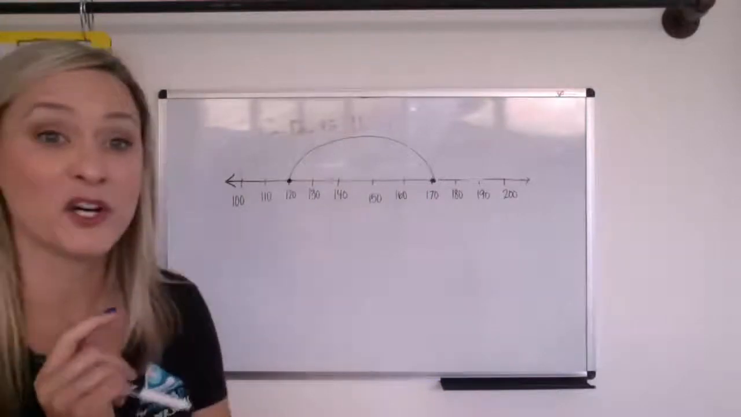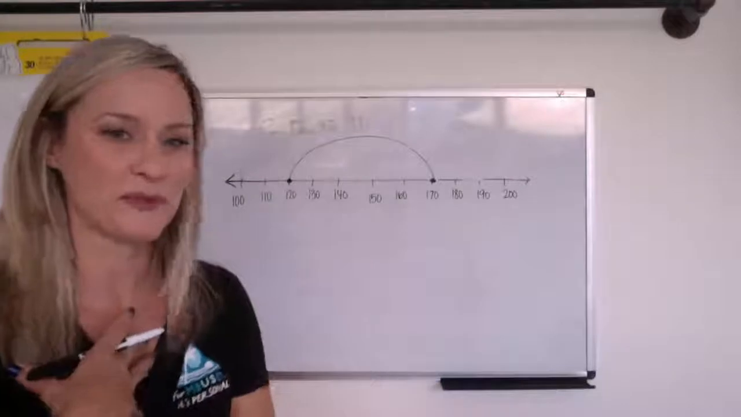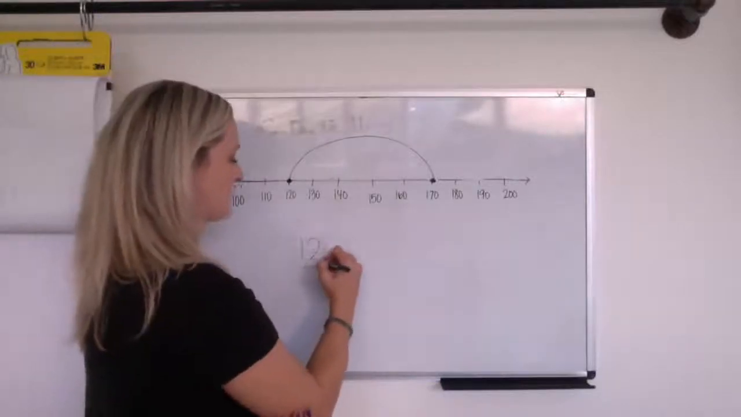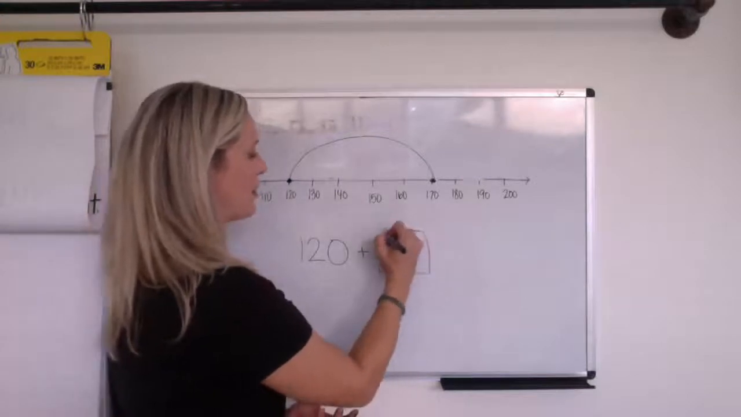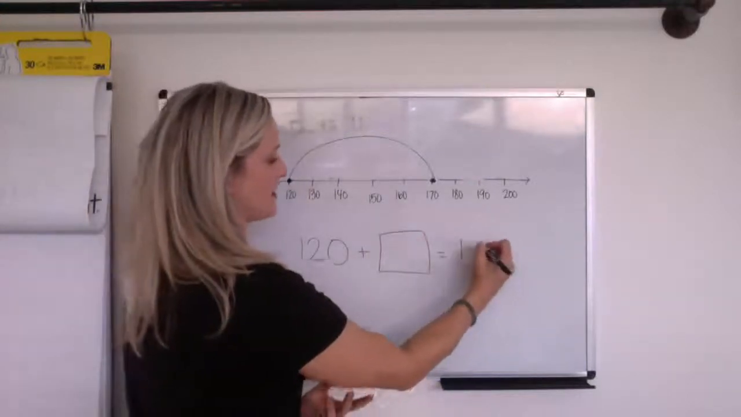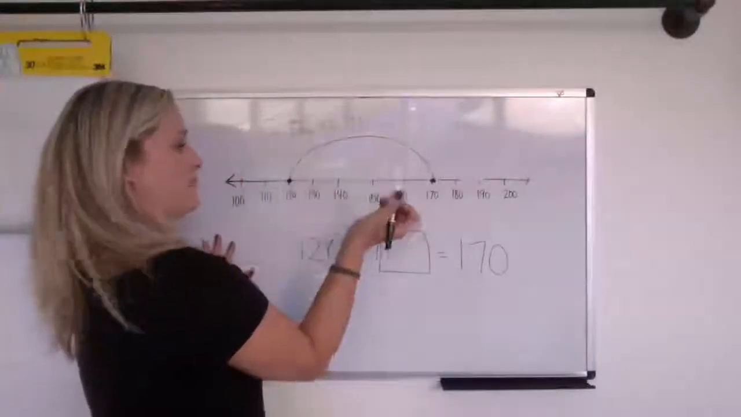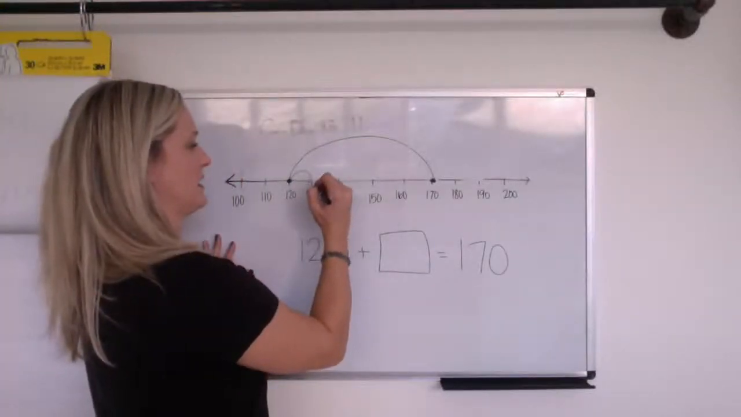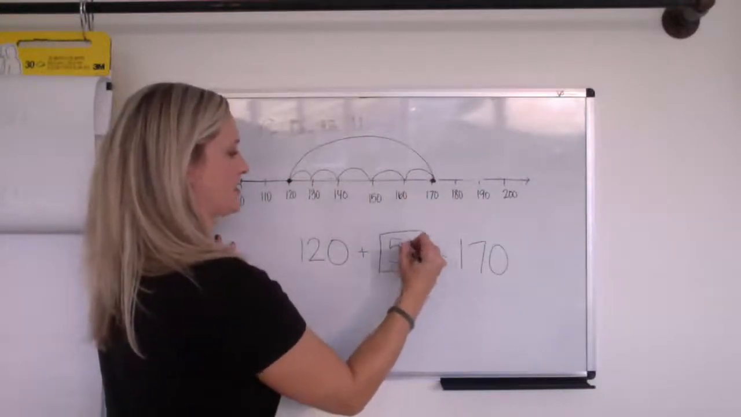Okay, I know my strategy. I'm going to guess some of yours. So my strategy would be 120, and I have to figure out how much I would need to hop to get to 170, right? So I'm trying to figure that out, and I'm thinking basically in hops of 10. 10, 20, 30, 40, 50. Let's check if that's true.